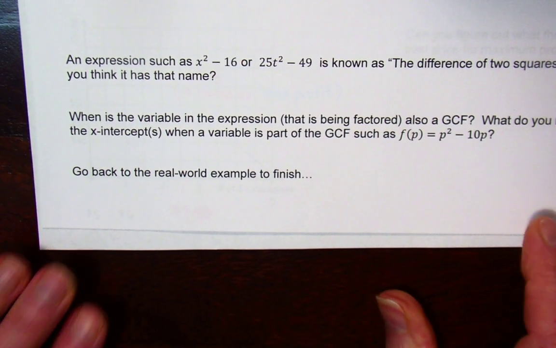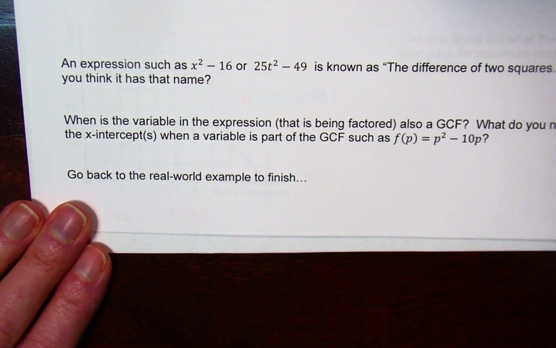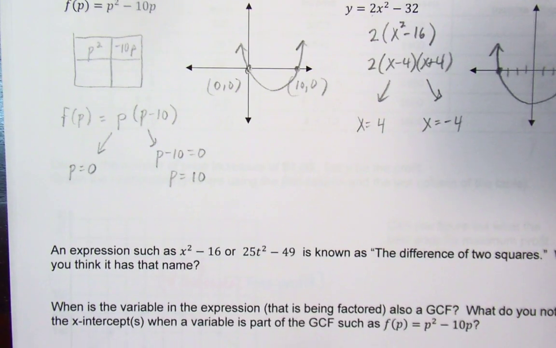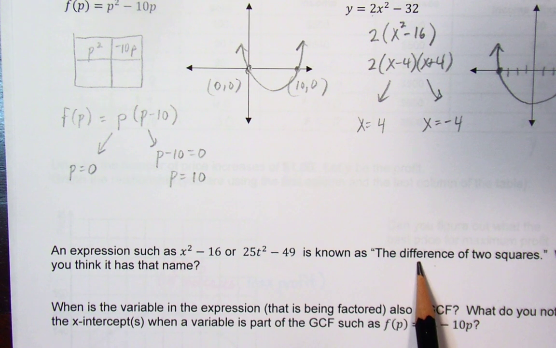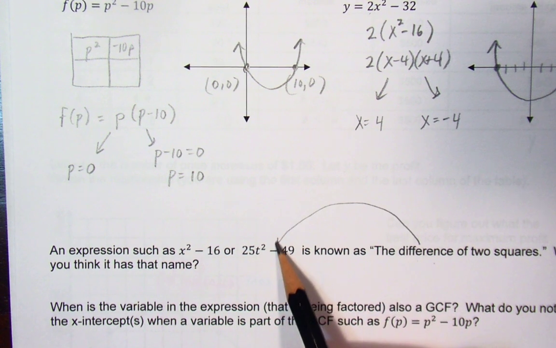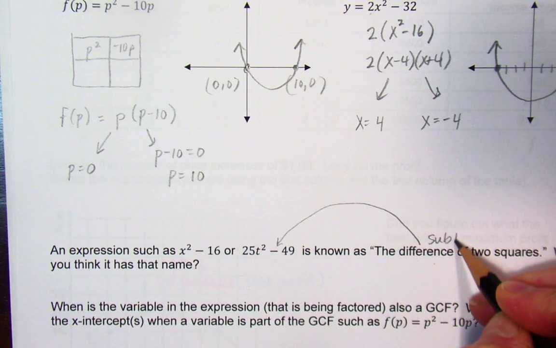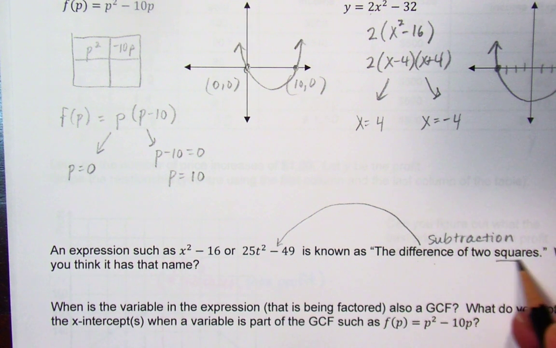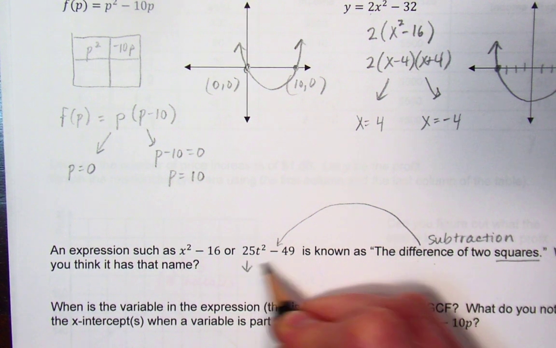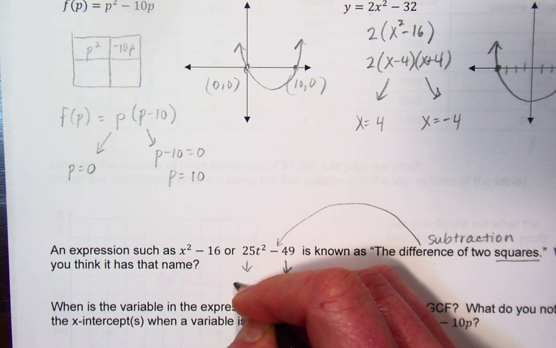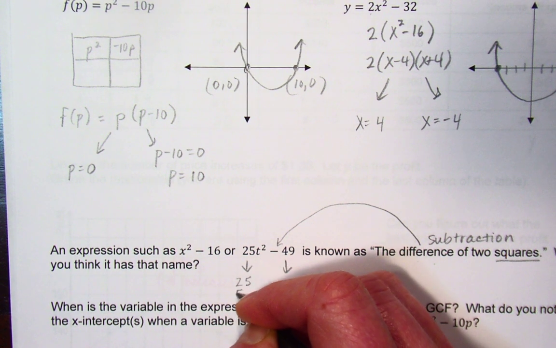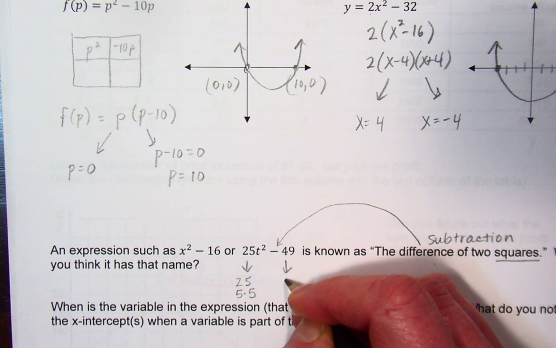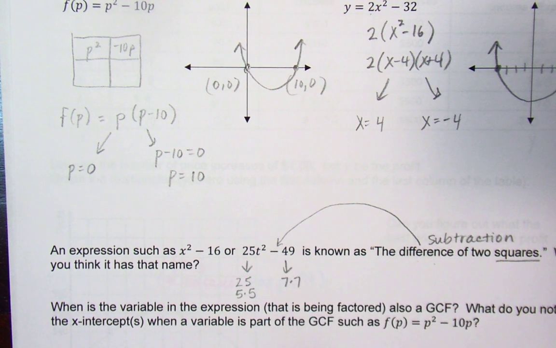So an expression such as x squared minus 16, like this one here, this is known as the difference of two squares. Why do you think it has that name? Well, difference means subtraction. And squares means that these two numbers here, both of these are perfect squares. 25 is a perfect square because it's a number times itself. 49 is a perfect square because it's a number times itself.